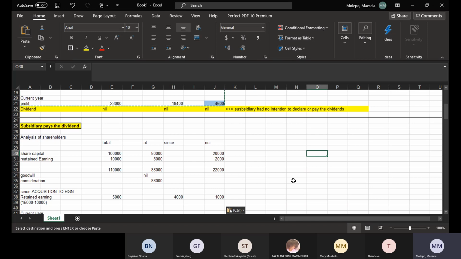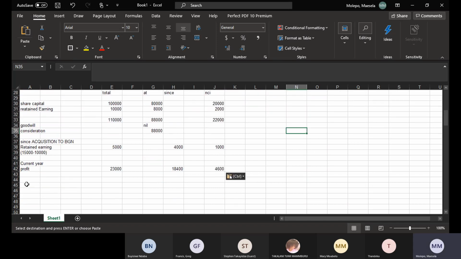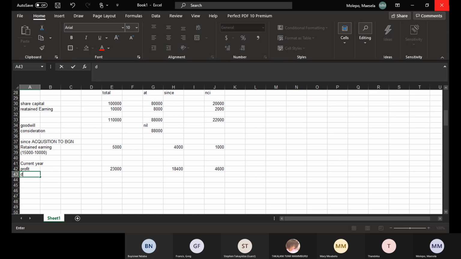Now we come to the situation of the current year. On the current year, there was a profit realized of 23,000, and then 18.4 and 4.6. Now we're going to have the dividends, because now the subsidiary decided to make the payment of the dividends. So there will be dividend paid. So on the dividend paid, in the information presented on our statements, we see that the subsidiary made a dividend payment of 12,000. So that payment of 12,000 is shown in the statement of changes in equity as per page 169. So the dividend paid by the subsidiary will be 12,000.